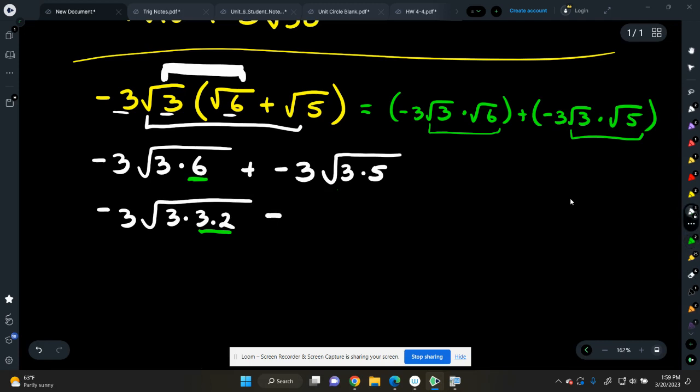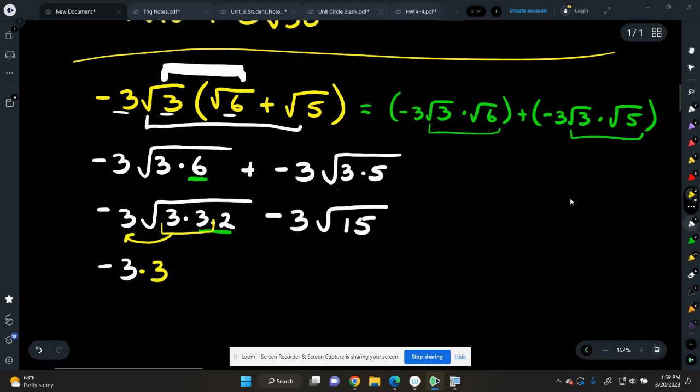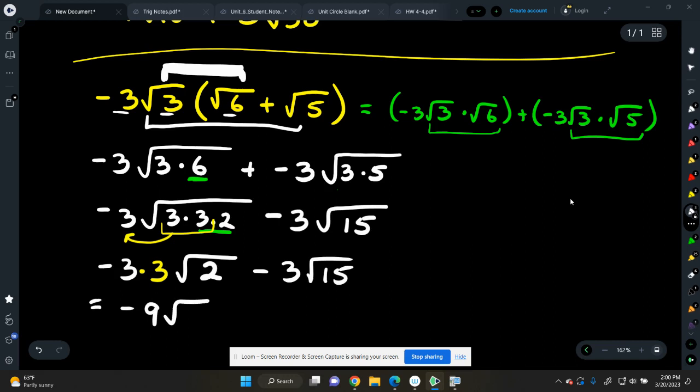Okay, and then we've got plus negative 3, so it'll be minus 3 times 5. We can't do anything with it, so we'll go ahead and multiply that together. Okay, so now we have negative 3, right? I have this pair of 3's, they come off the train. And when they come off the train, they combine with the 3 that's out there. And left on the train is the 2. So now we have negative 9 root 2 minus 3 root 15. And that's our final answer.